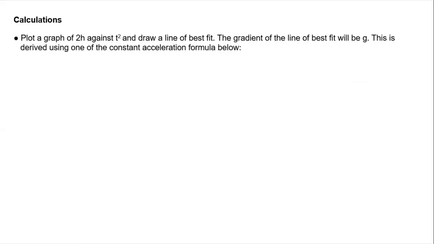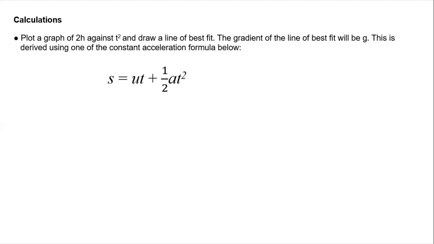Calculations. Plot a graph of 2H against T squared and draw a line of best fit. The gradient of the line of best fit will be g. This is derived using one of the constant acceleration formulae below.